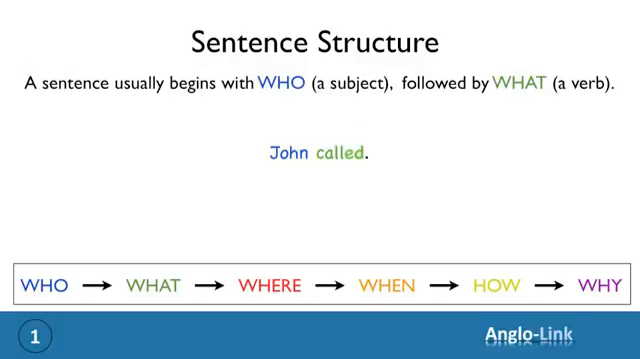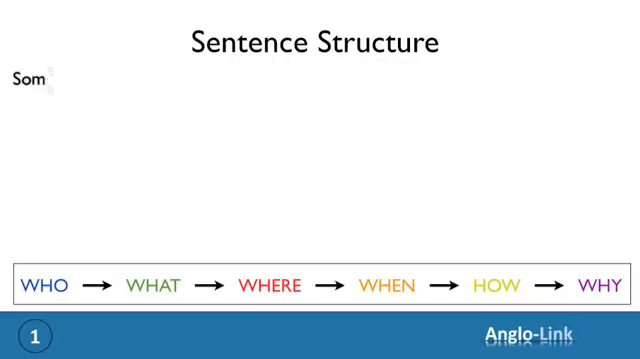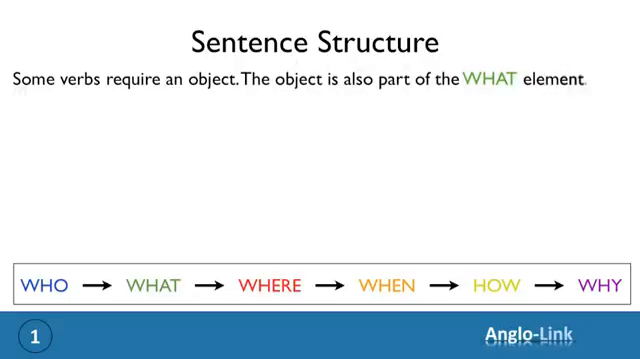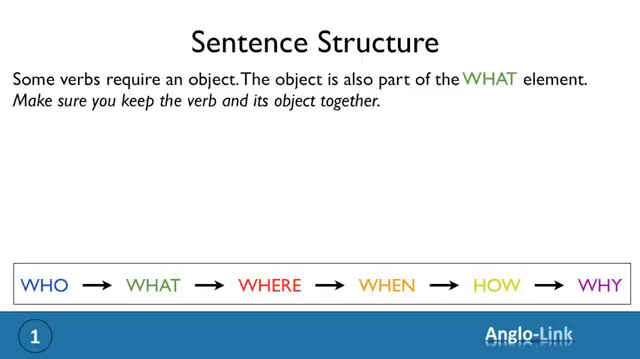For example, John called, or the bus returned. Notice that the subject can be a person or a thing. Now, some verbs require an object. The object is also part of the what element, so make sure you keep the verb and its object together.